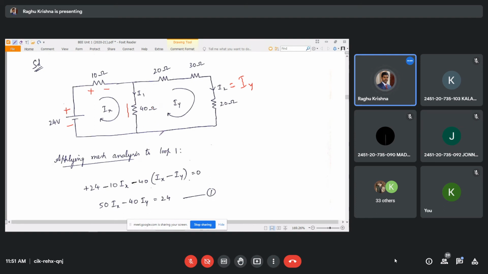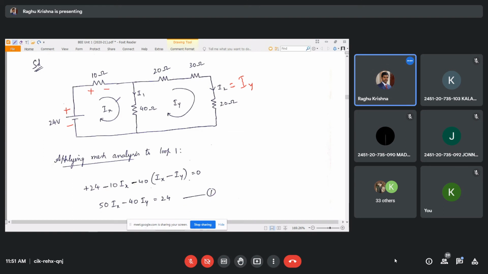Or simply, see here, minus 40. When a current flows through this 40 ohms, there will be a voltage drop. Minus 40 (Ix minus Iy). Why minus Iy? Because Iy is in the opposite direction. So minus Iy is equal to 0. Simplify this and we are going to get this equation 1.